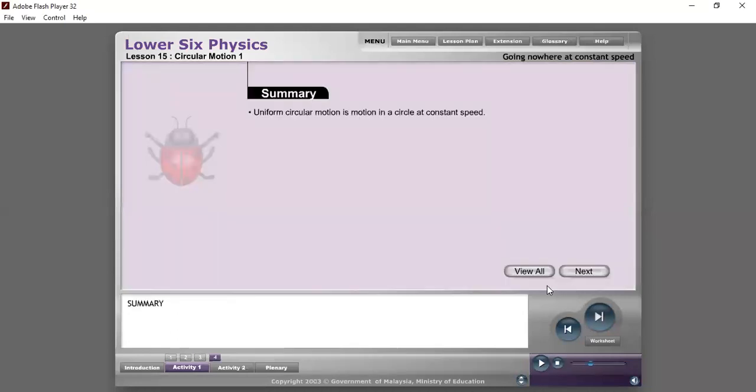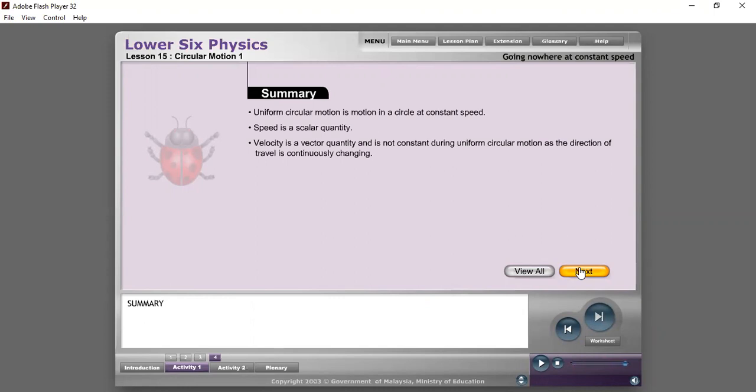Summary. Uniform circular motion is motion in a circle at constant speed. Speed is a scalar quantity. Velocity is a vector quantity and is not constant during uniform circular motion, as the direction of travel is continuously changing. The direction of the velocity is at a tangent to the circle being traveled. The speed is the magnitude of the velocity.